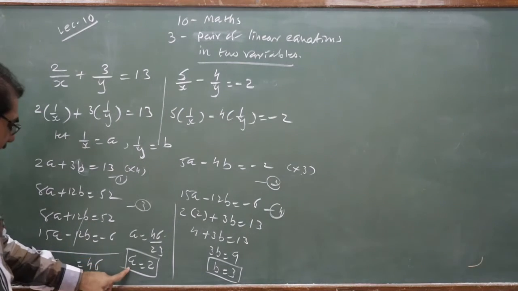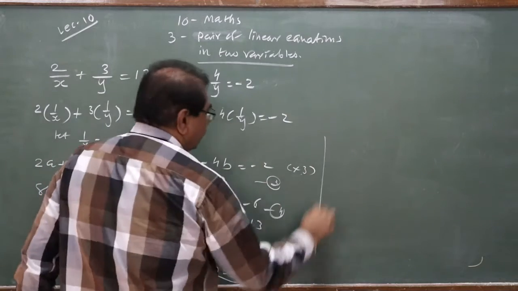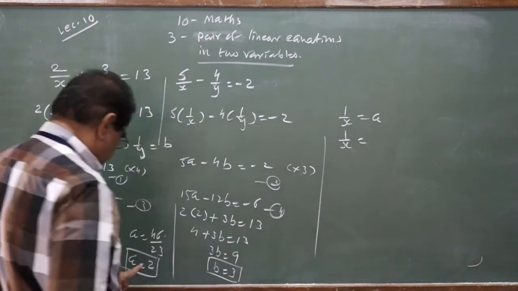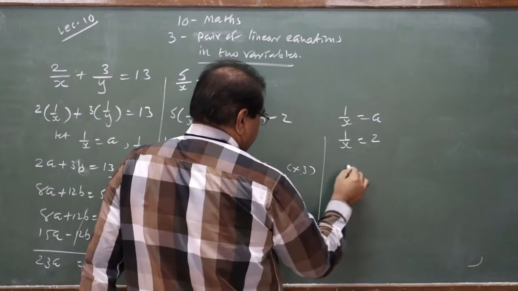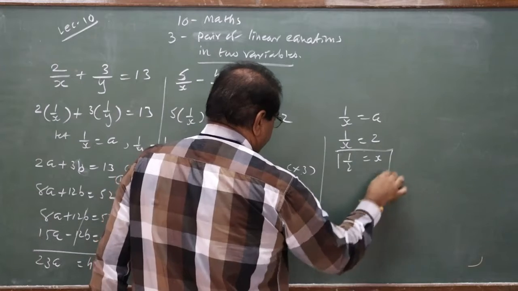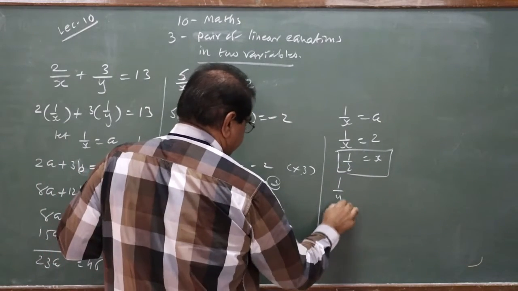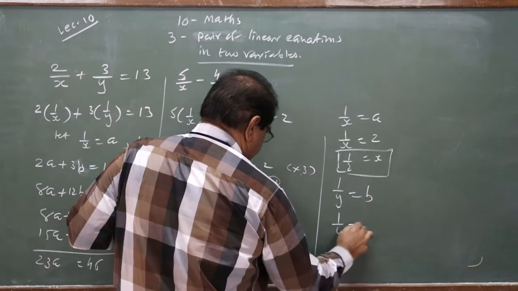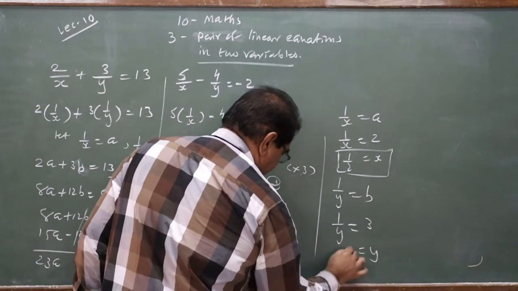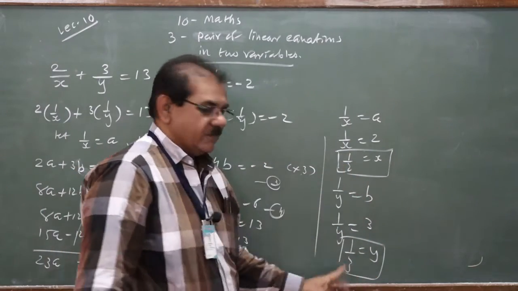So that is why, again, what you assumed as a, you assumed for 1 upon x. So now 1 upon x is equal to a. So 1 upon x is equal to 2, the value of a. So therefore x is equal to 1 upon 2. In the same way 1 upon y is equal to b. 1 upon y is equal to 3, the value of b. So y is 1 upon 3. This is your answer. x is 1/2, y is 1/3.